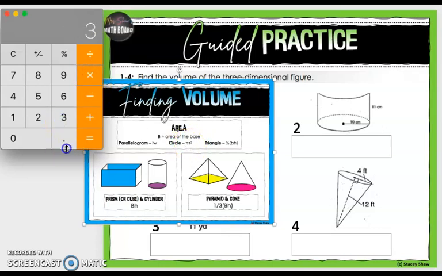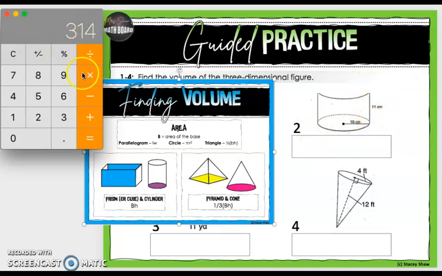So 100 times 3.14 equals 314. Whenever you're multiplying by 100, all you have to do is move your decimal point over 2 places. So the area of this is 314. That's not where we stop though, because we're finding the area of the base, and then we have to multiply it by this height of 11 centimeters.